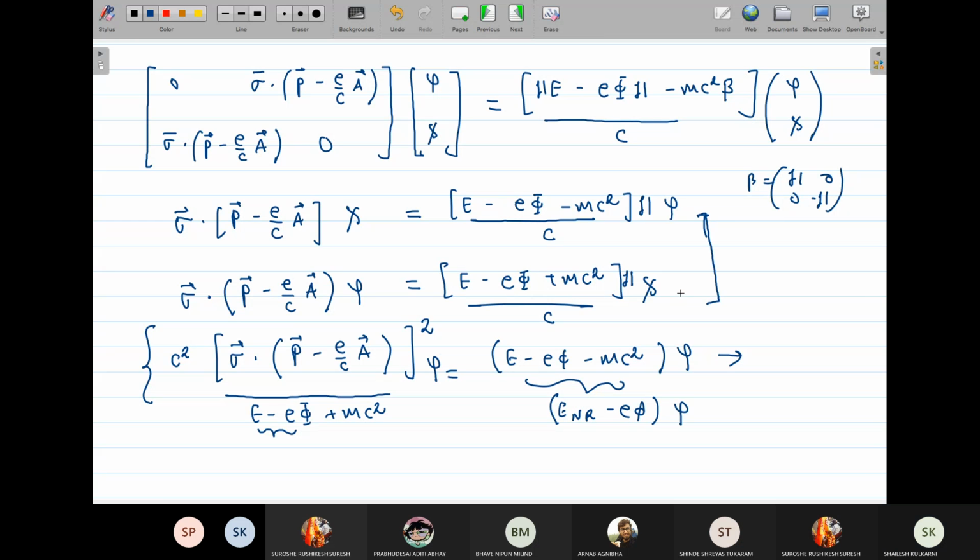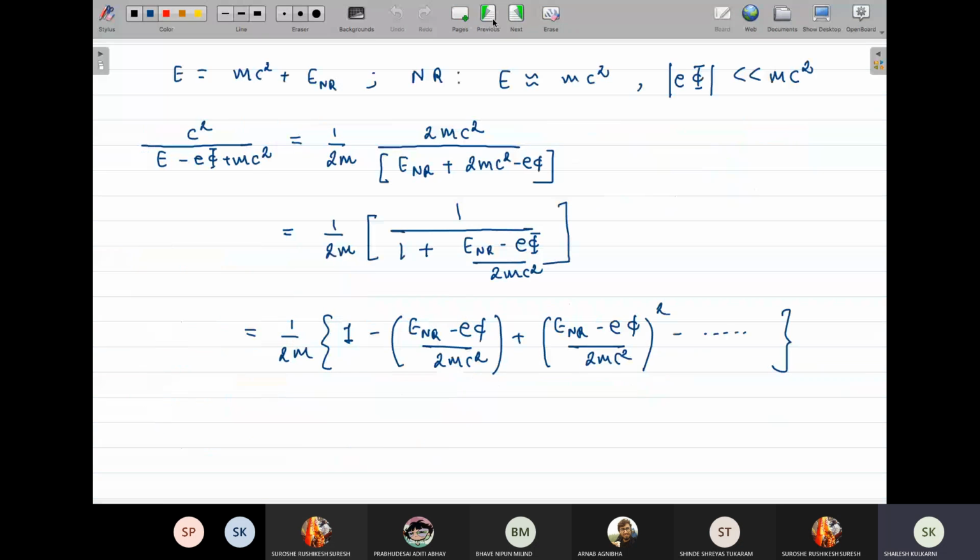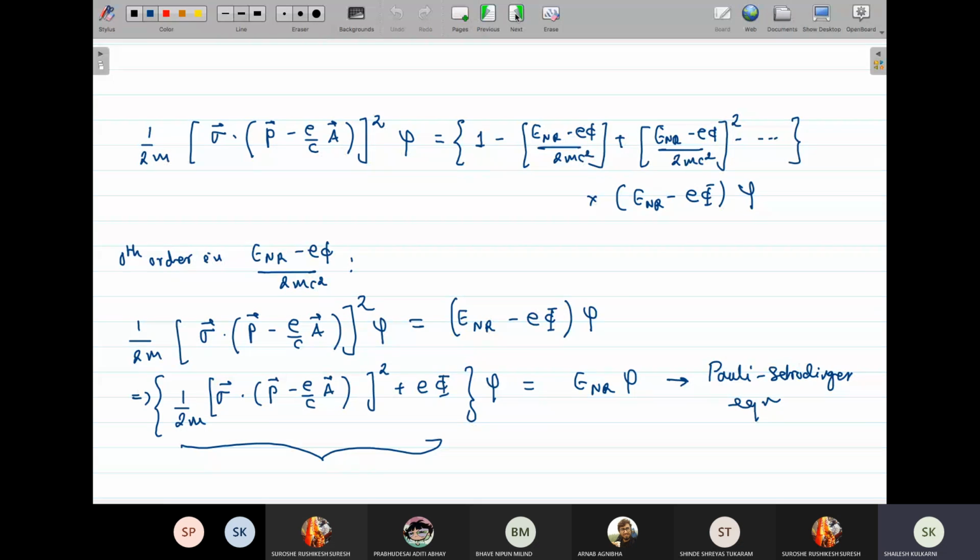Now we are concentrating on the non-relativistic limit, and in particular, we are doing the zeroth order calculation. This is the expansion of this factor, and we are looking at what happens at zeroth order. We obtained this relation at zeroth order, and now we want to simplify it. Let us see what we get.